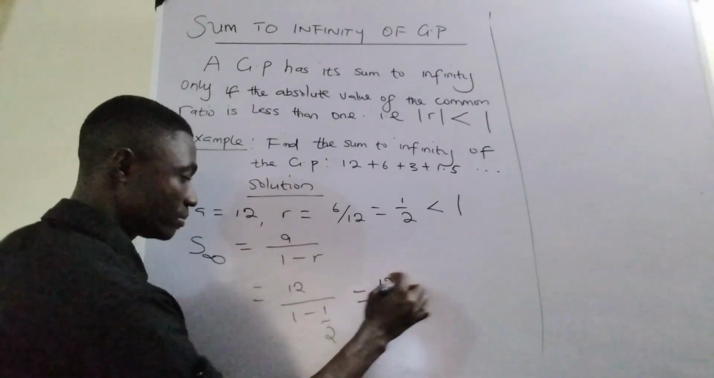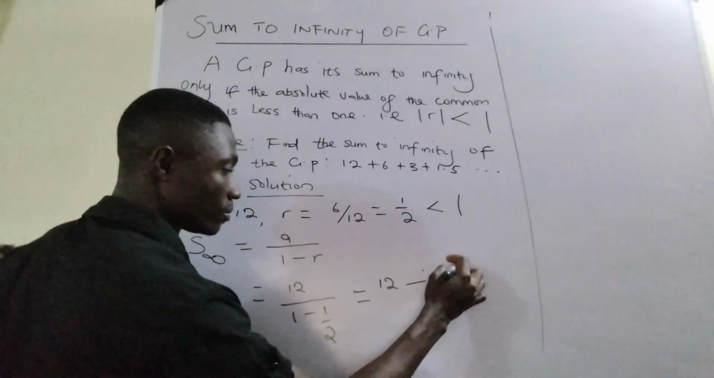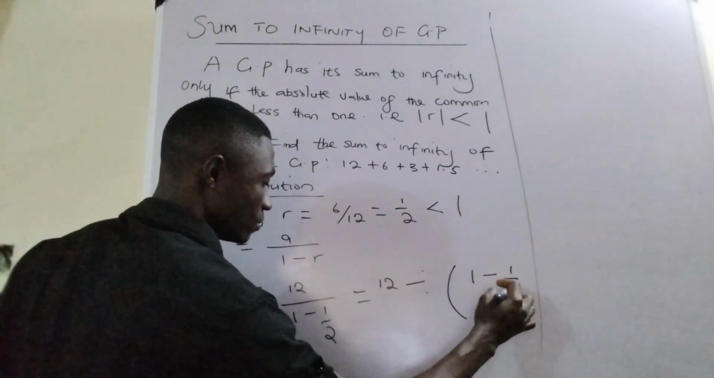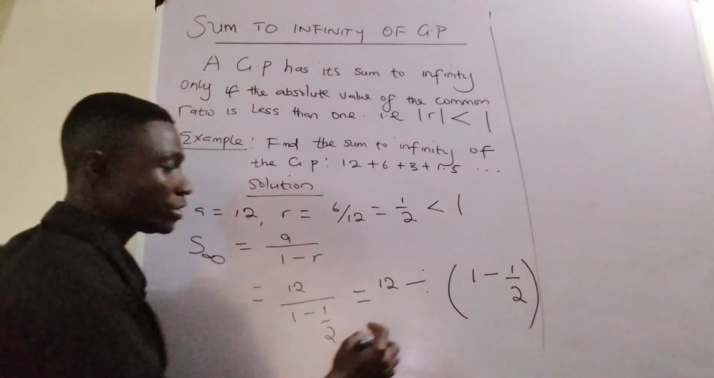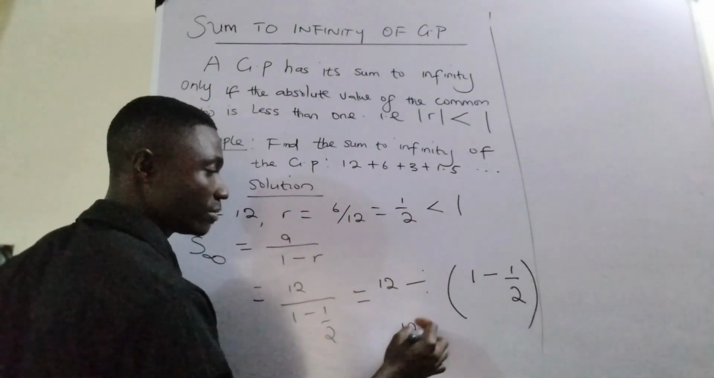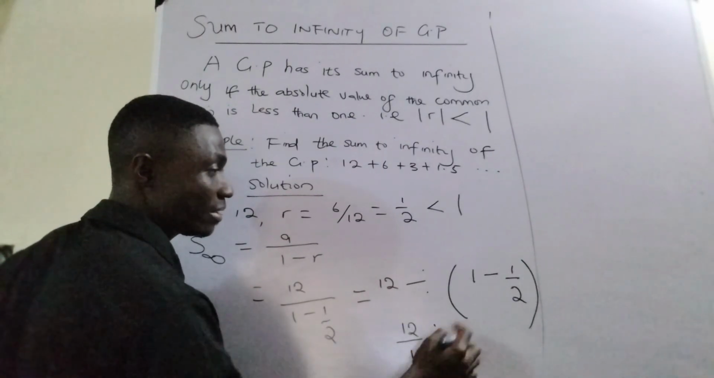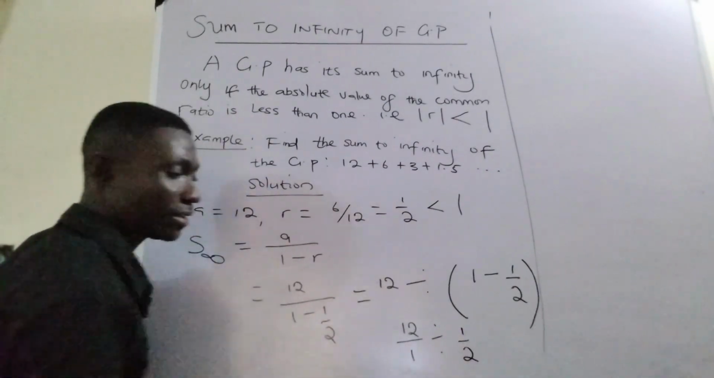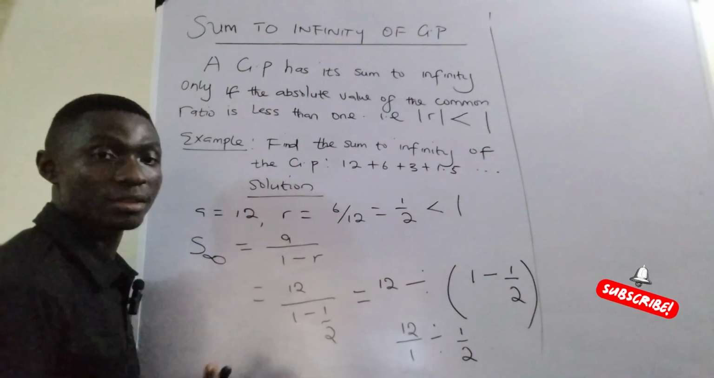12 divided by 1 minus 1 over 2. That's what it means, which is the same thing as 12 over 1 divided by, this will give us 1 over 2. I think we did agree on that in our last example. 1 minus half is half.